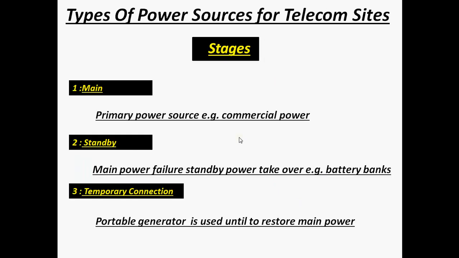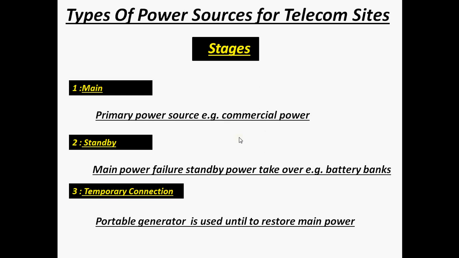Stages. To ensure 100% availability of power to a site, multiple sources are used. These sources work in stages. When one stage of power source fails, then the next stage takes over. So these stages are mainly classified as number one main, number two standby, and number three temporary connection.